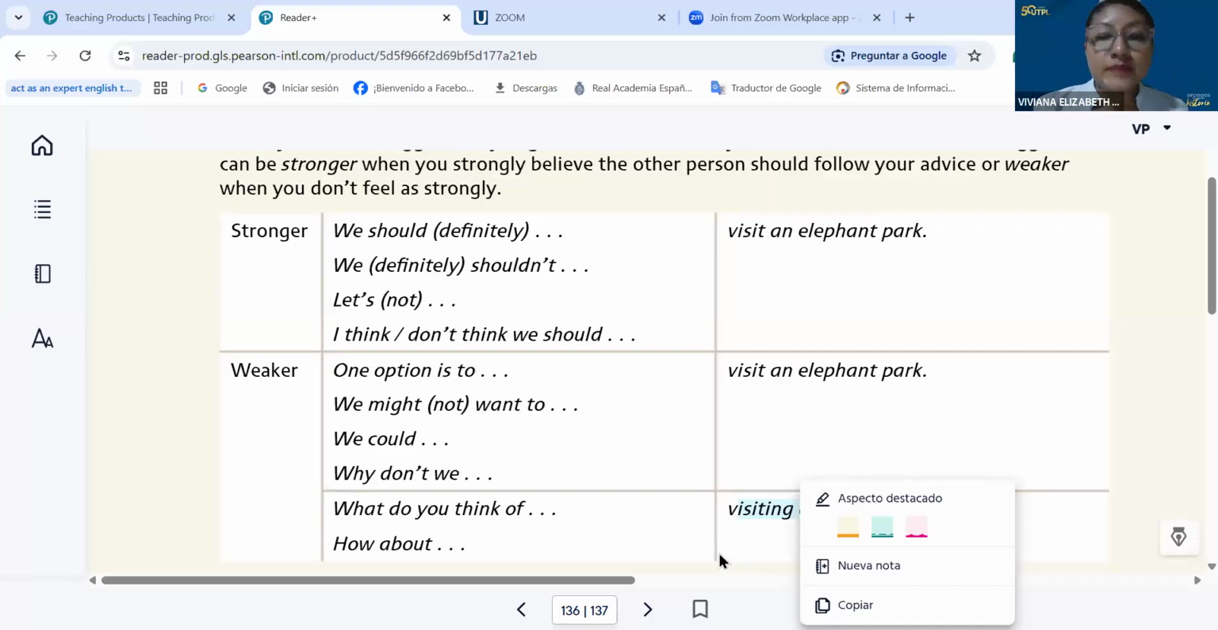Another important thing to keep in mind here is how you can make stronger or weaker suggestions. A stronger suggestion is made by using should. If you add definitely, it becomes even stronger. Let's and I think or I don't think should. Okay, those are stronger possibilities for making suggestions. And in the second part, you have weaker suggestions with different options. One option is to, modals might, could, or phrases like why don't we, what do you think of, and how about. Keep in mind, please, which form of the verb is necessary for each of them. Okay.